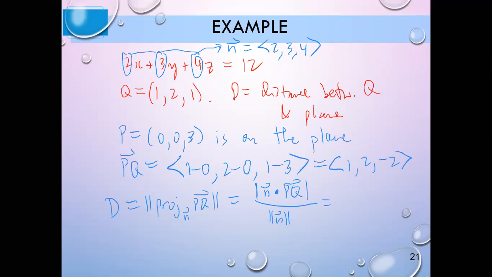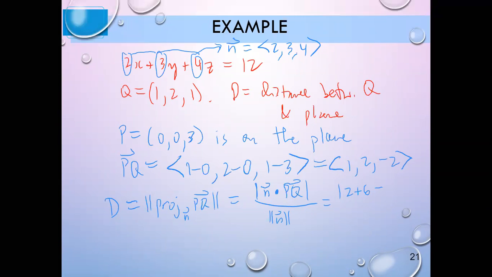So what is the dot product of n and PQ? Well, I have to take the absolute value. So it's going to be 2 times 1, which is 2, plus 3 times 2, which is 6, minus what?